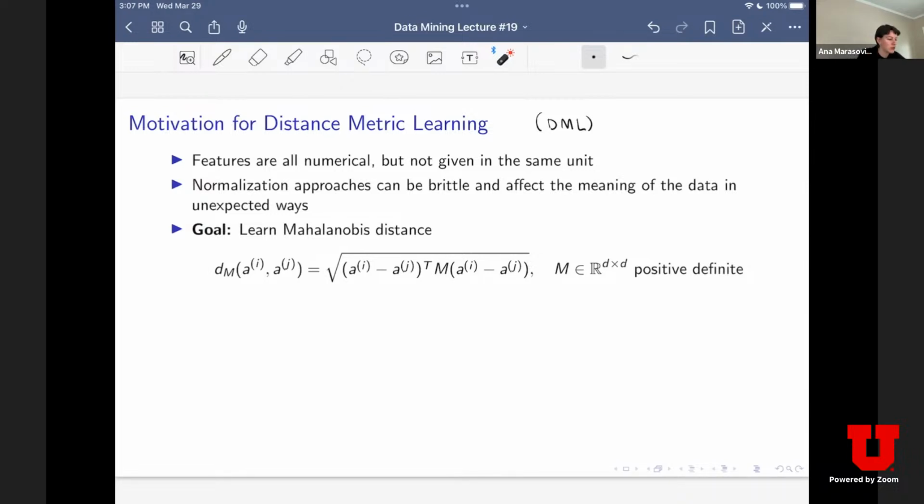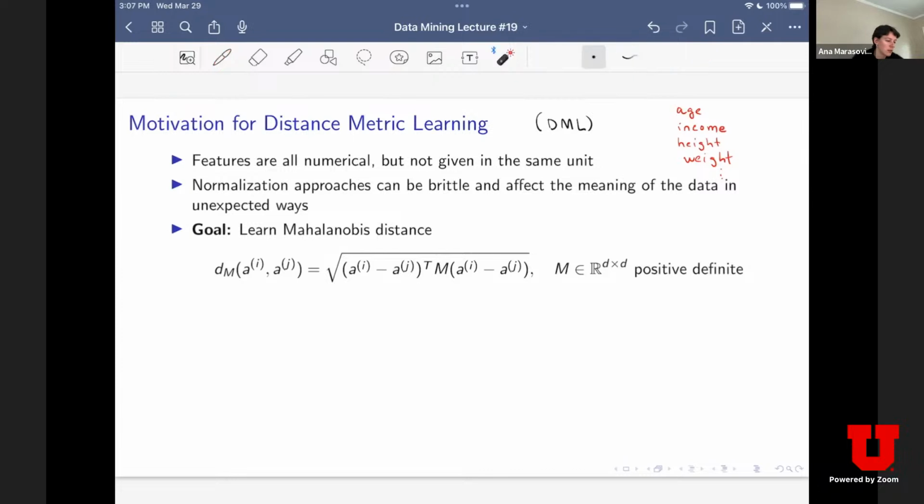But what if you have a situation where your features are numerical, but they are not given in the same unit? So you could have stuff like age, income, height, weight, and so on. These are all things that you can actually quantify numerically, but they all come in different units, right?